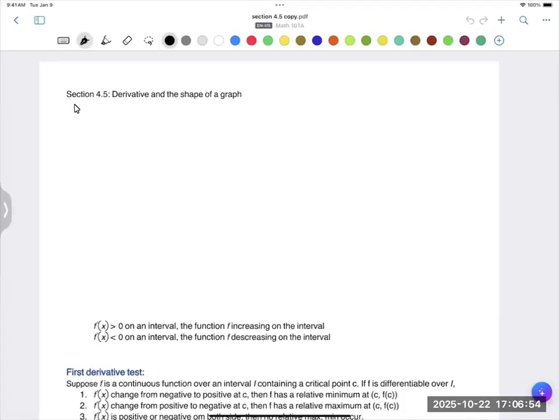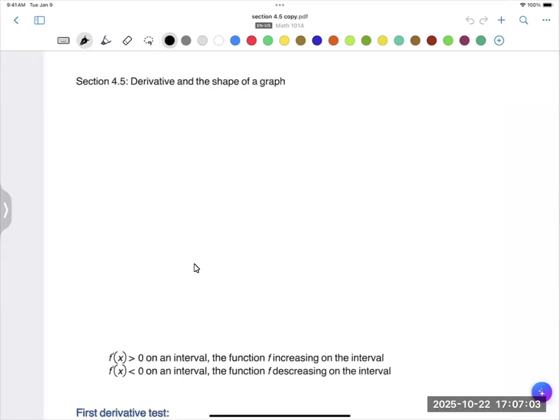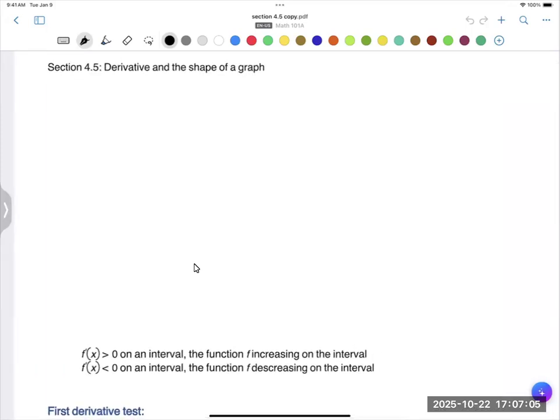Hi everyone, this video is for section 4.5, the derivative and the shape of the graph. We're going to talk about the derivative and analyze the shape of the graph. Let's take a look at these pieces of graph.